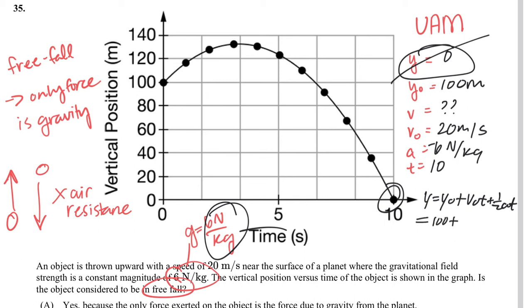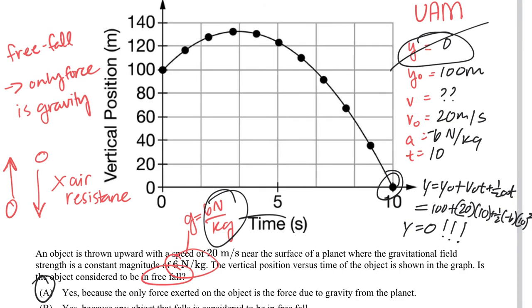So I have 100 plus v naught t, which is 20 times time, which is 10, plus 1/2 of acceleration, which is, in this case, -6, because gravity, and then time, which is 10 squared. And as you can see, y will equal 0, and therefore the answer is A. So yes, because the only force exerted on the object is a force due to gravity, it is therefore in free fall. My UAM equations are correct, and I can go to sleep at night.